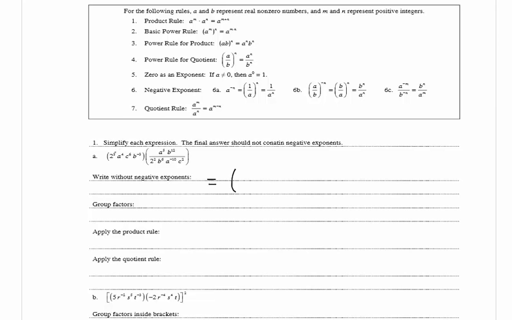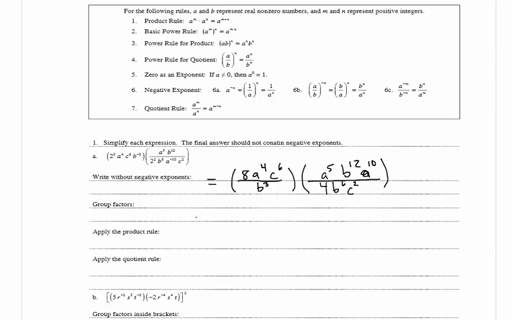So we're going to have 2 cubed is equal to 8, a to the 4th, c to the 6th, divided by b cubed, times a to the 5th, b to the 12th, divided by 2 squared is 4, b to the 6th, and we have a to the negative 10th becomes a to the 10th in the numerator, and c squared in the denominator.